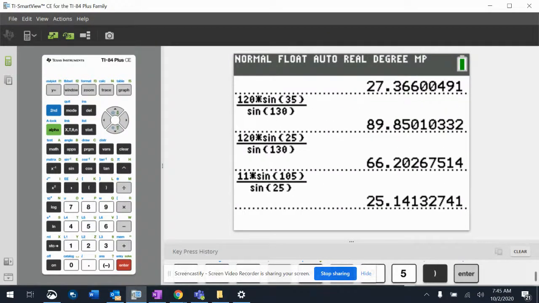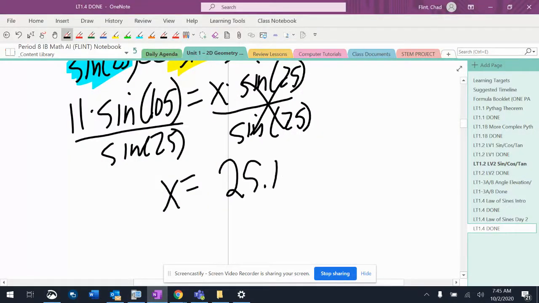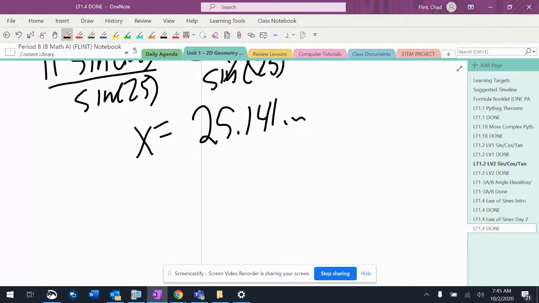All right, so I got that. So 25.141. I don't believe any of these say what to round to. No, so 25.14.